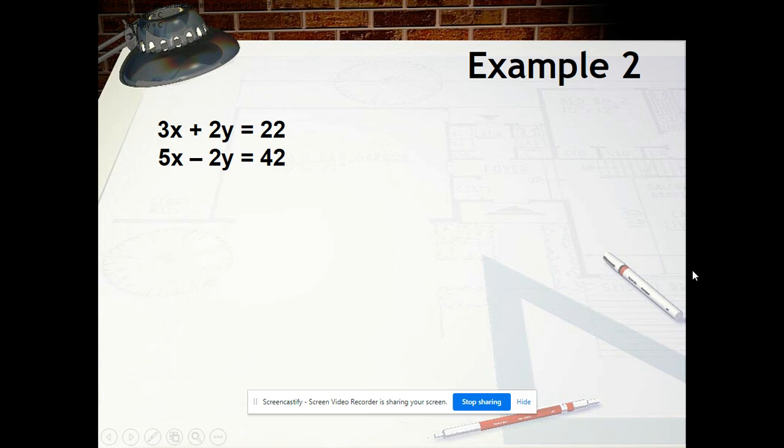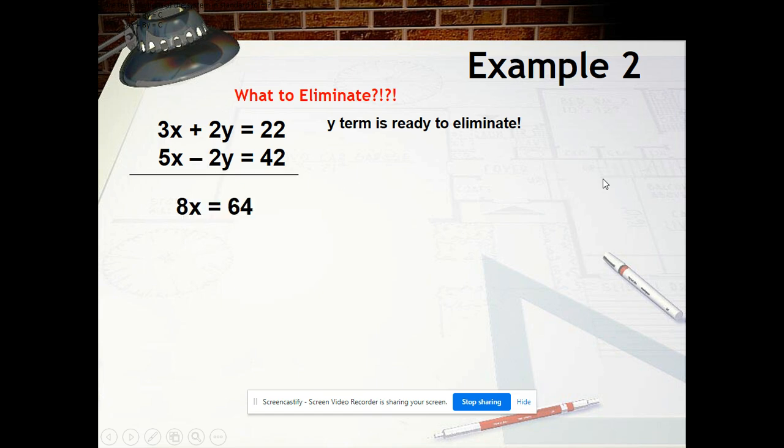Okay, let's solve systems of linear equations by elimination. So we're going to understand what to eliminate. We're looking for coefficients that are exactly the same but with different signs. In this case, the y term is ready to eliminate because they are the same numbers with different signs. So we're going to add.